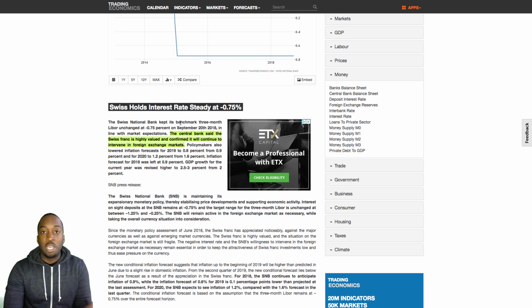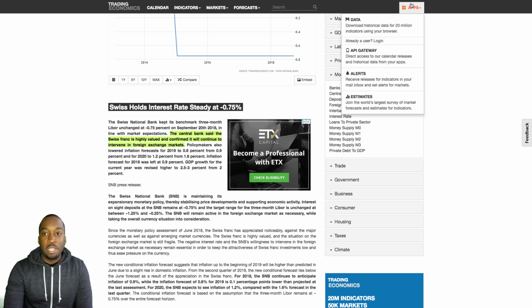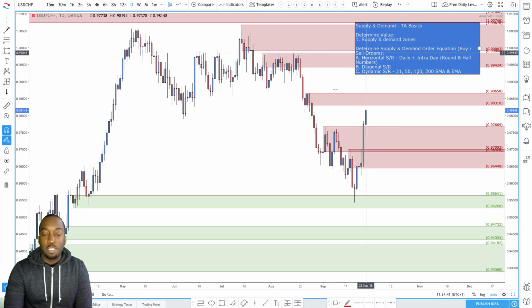And on the other side, with the US dollar looking to raise interest rates, GDP is brilliant, inflation's okay, it's a no-brainer to choose currencies that are strong against weak, if you want to look for trending markets.